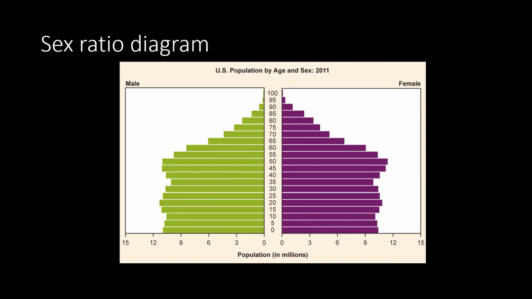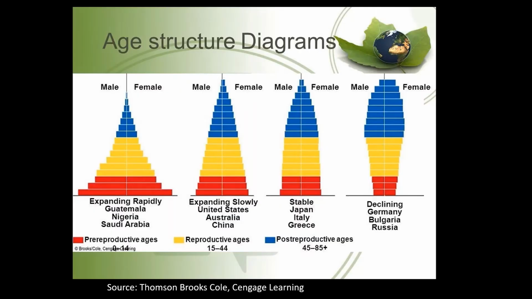Example here, demographers develop a sex ratio diagram to show the distribution of males and females in a population. This is the second example, showing how demographers develop an age structure diagram, and this will help us to understand the age distribution between males and females in a population.